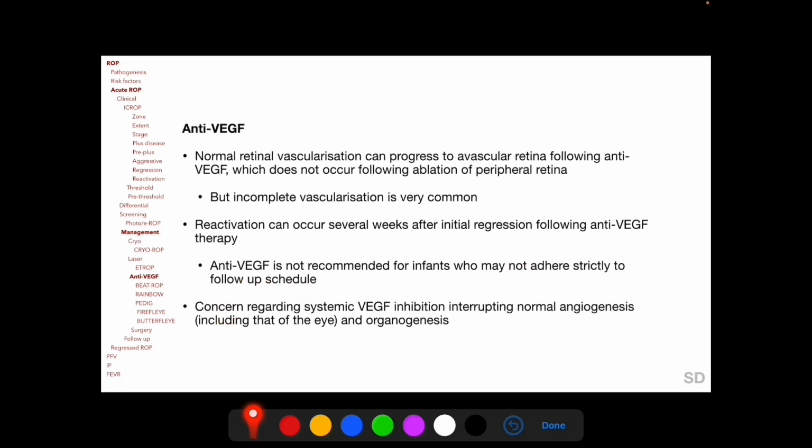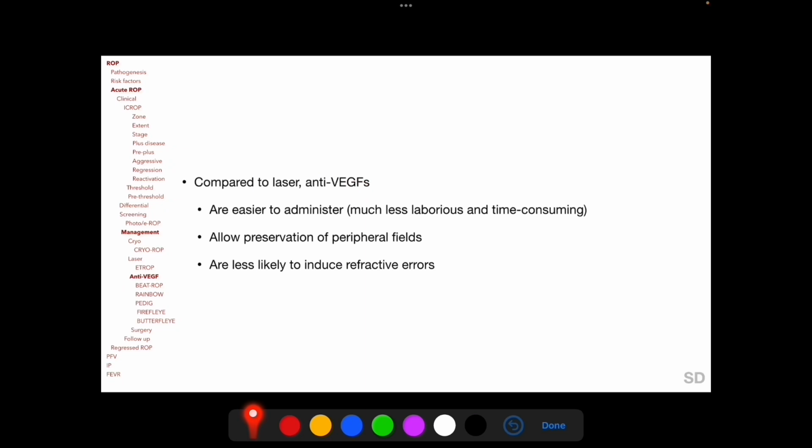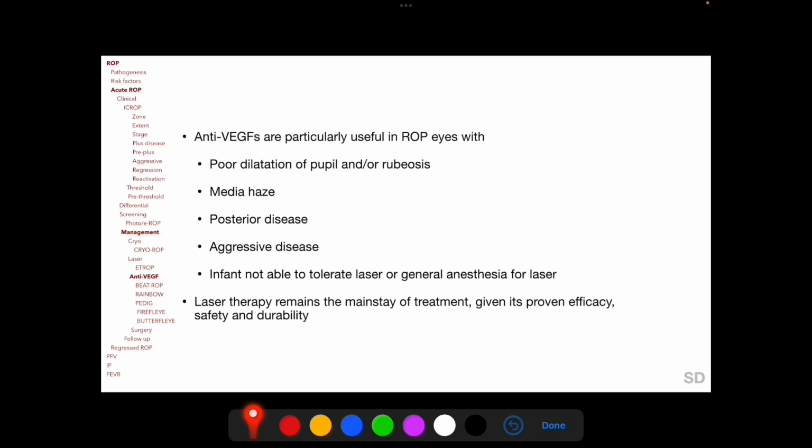And there is also concern regarding systemic VEGF inhibition, which may interrupt normal angiogenesis, including that in the eye, and also organogenesis. Compared to laser, anti-VEGFs are much easier to administer, allow preservation of peripheral visual fields, and are less likely to induce refractive errors. Anti-VEGF injections are particularly useful in ROP eyes with poor dilatation of the pupil or rubeosis, media haze, posterior disease, aggressive disease, and in infants who are not able to tolerate laser or general anesthesia for laser. But laser therapy remains the mainstay of treatment given its proven efficacy, safety, and durability.